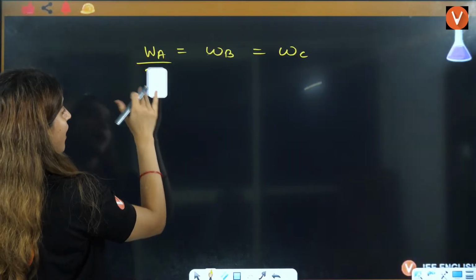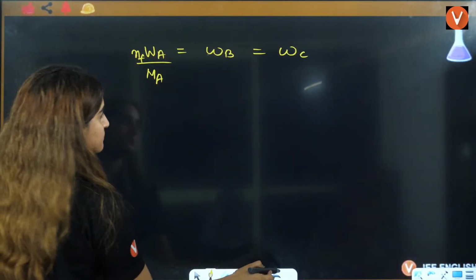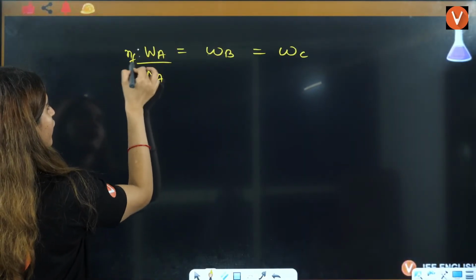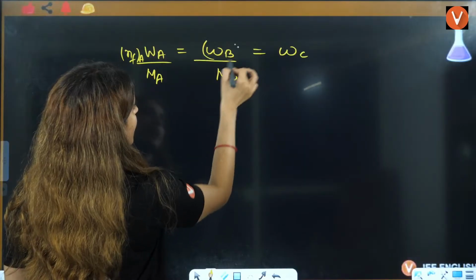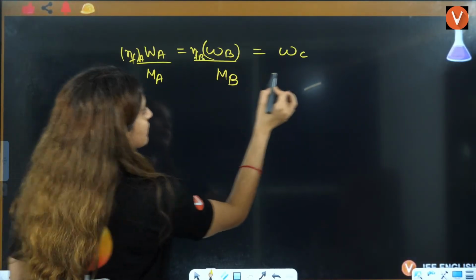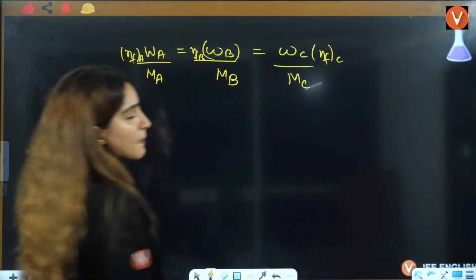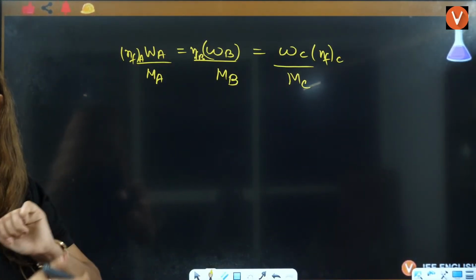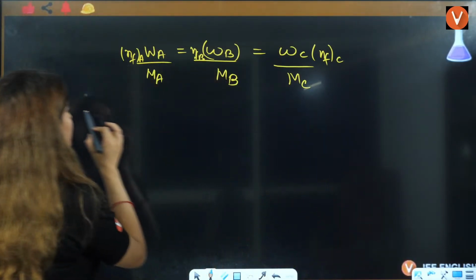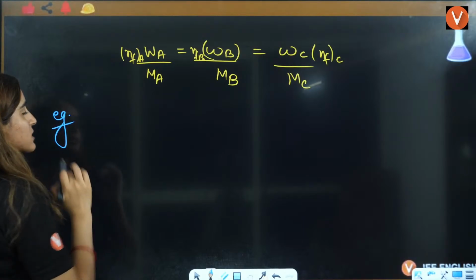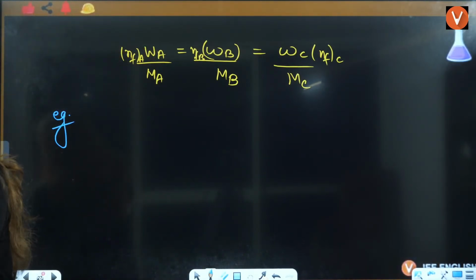This is molar mass of A. This is N factor for A. This is molar mass of B. This is N factor for B. This is molar mass of C. This is N factor for C. Now, why am I writing it like this? Now, I'll give you one example of the kind of question that they can ask you in the exam, right?